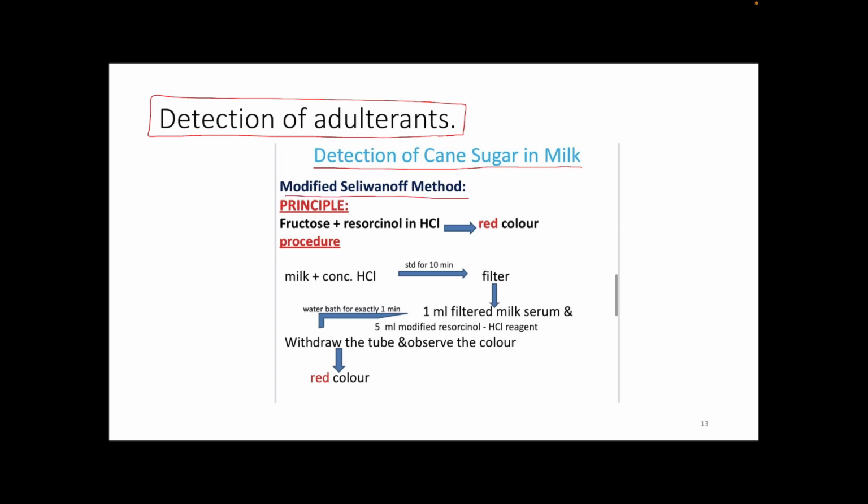The modified Sullivanov method is based on the chemical reaction between fructose present in the cane sugar and resorcinol in the presence of hydrochloric acid to produce a red color. This is the major reaction.